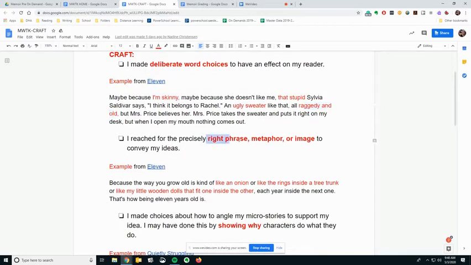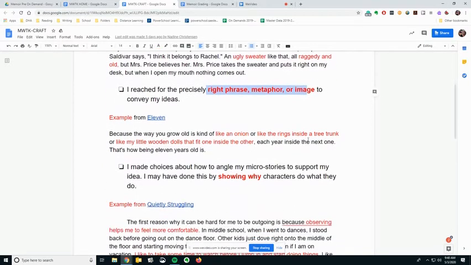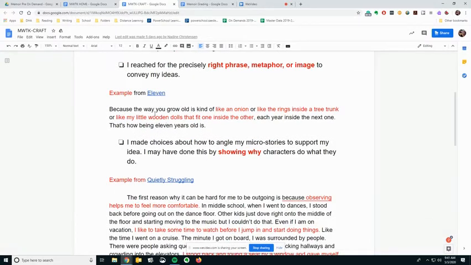Moving on, right phrase, metaphor, or image to convey ideas. And this one, still from 11. "Because the way you grow old is kind of like an onion, or like the rings inside a tree trunk, or like my little wooden dolls that fit one inside the other, each year inside the next one." So this is using similes and metaphors, and this would push you more towards a 4 even. But again, they're being chosen very deliberately to communicate an idea.